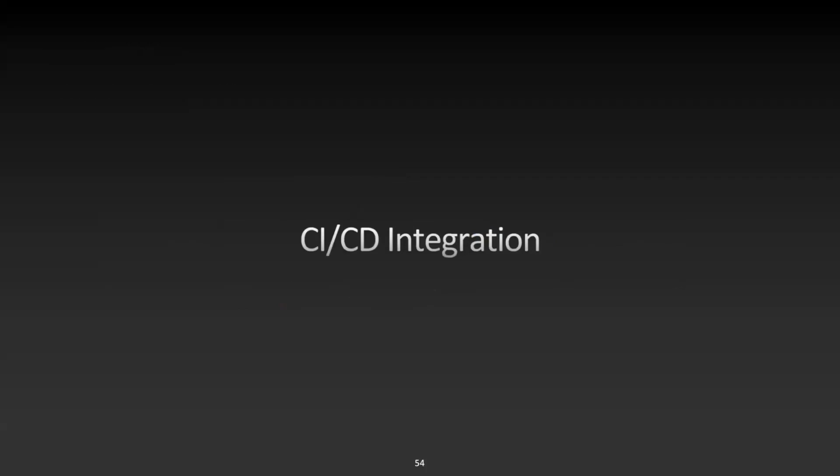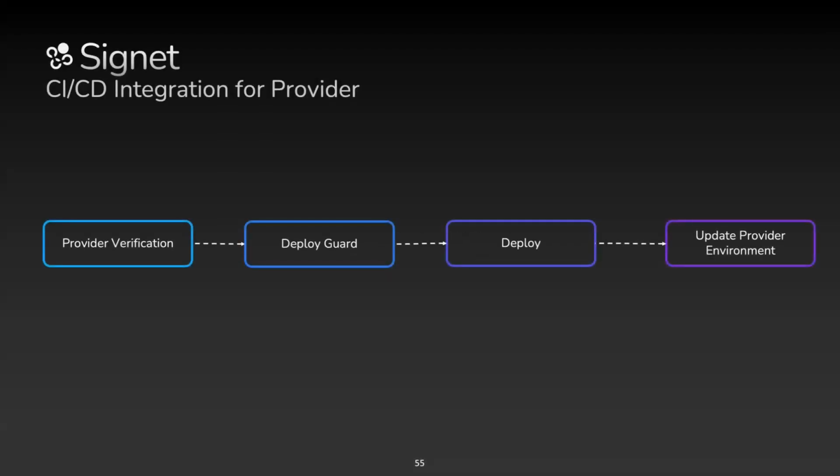The last thing we'll talk about is how Signet integrates into the CI/CD pipeline. Signet is platform and language independent and can be run in CI/CD environments through the command line. We'll start with the workflow for the provider. First, we run provider verification to check if the provider adheres to the spec. If that passes, we run deploy guard to see if the provider is compatible with all the consumers currently deployed. Once that passes, from a contract testing perspective, we are ready to deploy. After deployment, we update the provider's deployment status.